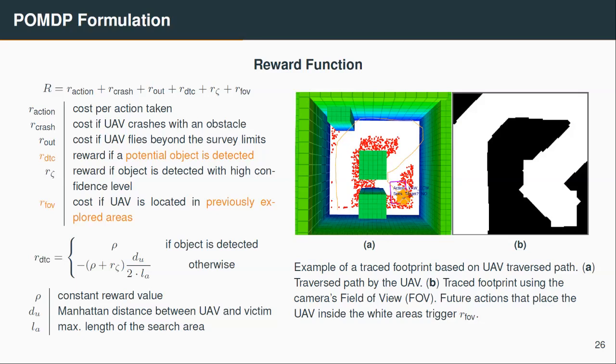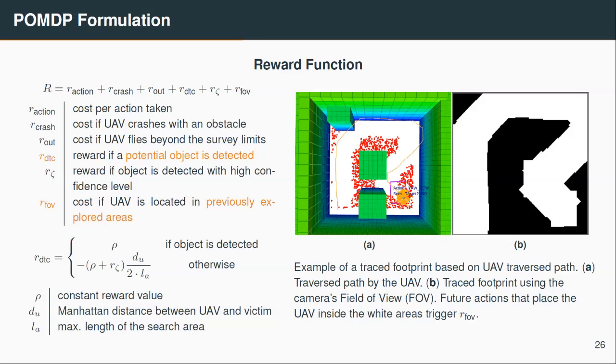Another reward variable that I would like to highlight here is the cost if the UAV is located in previously explored areas. To illustrate the concept of this cost, I'm showing here a projection of my camera's field of view. Every time the UAV takes an action, it's making a trajectory in this cluttered indoor environment.